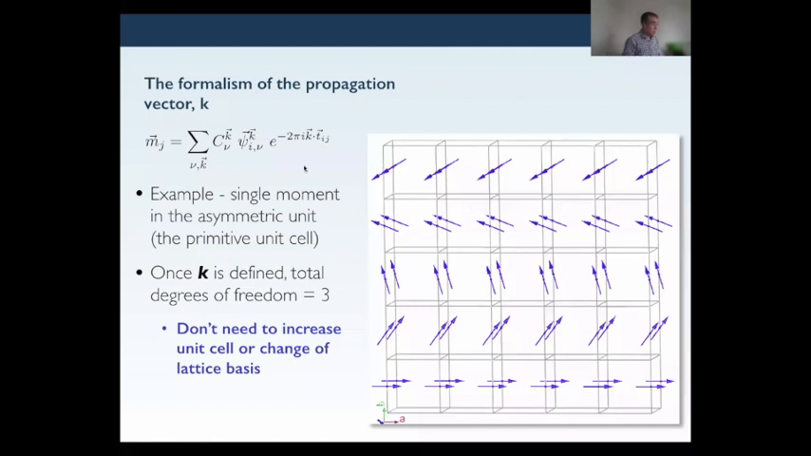The formalism of the propagation vector then enables us to define many types of magnetic structures, where the only thing we actually need to find are the moments in the 0th unit cell, the primitive unit cell, and to use a propagation vector.